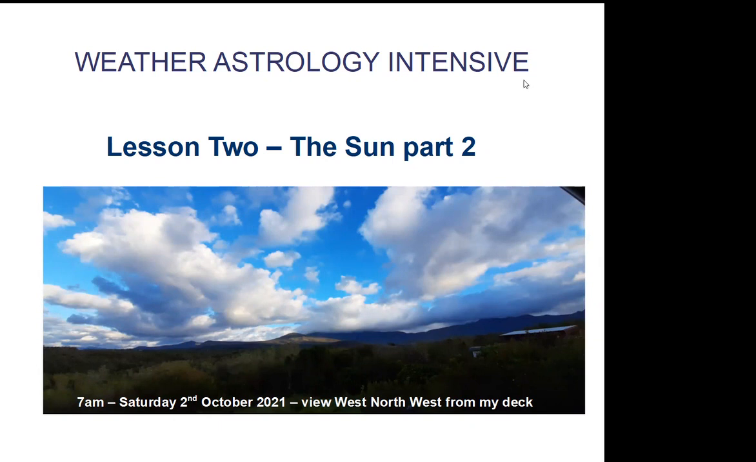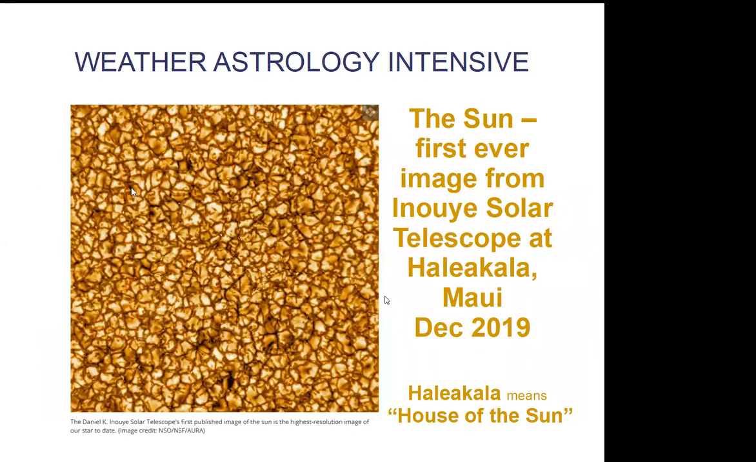All right, so today our lesson is on the sun, and this image that you're looking at is the first ever image from the Inouye solar telescope at Haleakala in Maui. Now Haleakala is a volcano and it means the house of the sun. It was in December 2019 that this image came through from this massive telescope.